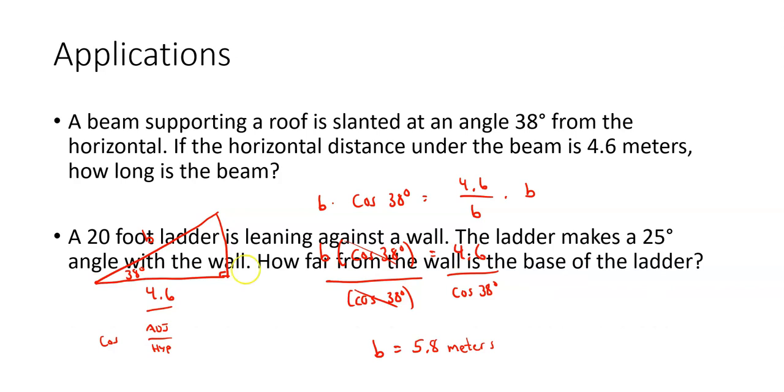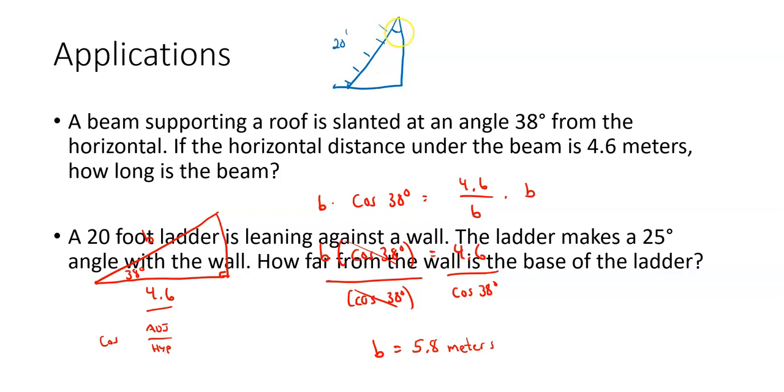All right, this one we're going to need to do up on the top. It says a 20-foot ladder is leaning up against the wall and makes a 25-degree angle with the wall. How far from the wall is the base of the ladder? All right, so a 20-foot ladder. So again, the 20 feet is the hypotenuse. Here's the wall. Here's the base. Here's the ladder. So this ladder over here, there's the rungs on my ladder.